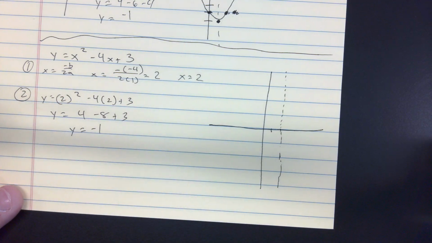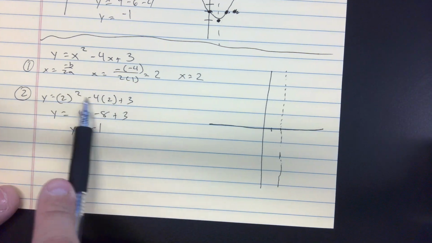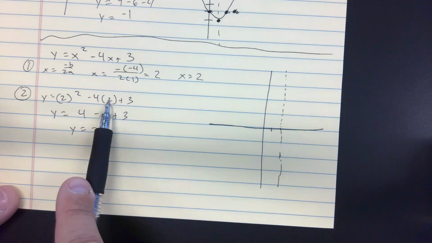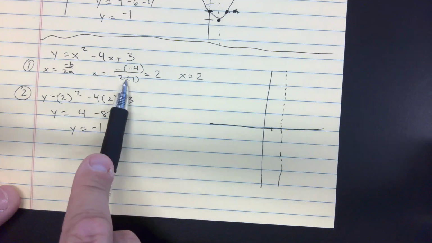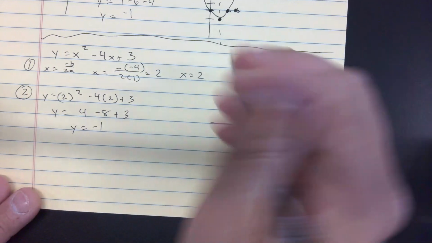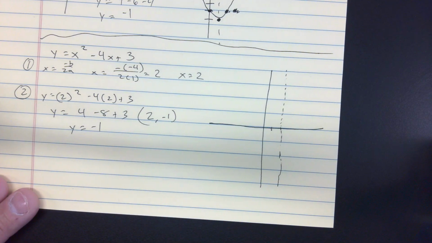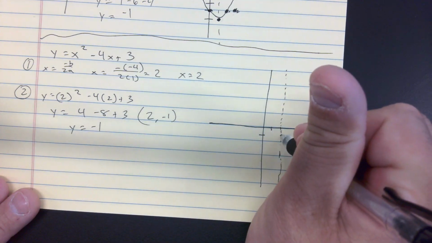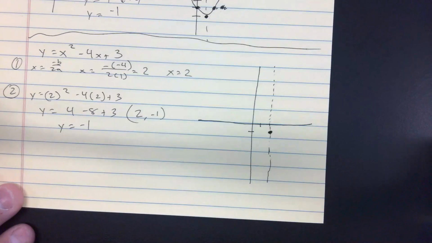Is that right? 4 minus 8, negative b over 2a. Okay. So your vertex is 2 and negative 1. Remember, your vertex is always written as an ordered pair. So (2, negative 1). Boom. Vertex plotted. Look at this.